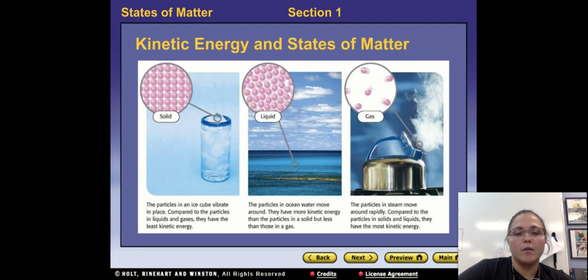And so here are three pictures. We've got solid, liquid, and gas again. Particles in a solid, like in an ice cube, vibrate in place. They're moving slower in relation to all the other states of matter. They have the least amount of kinetic energy. The particles in ocean water, because that's a liquid, move around. They have more kinetic energy than the particles of a solid, but less than those of a gas. And then particles in a gas, like steam, move more rapidly compared to those in solids and liquids. They have the most kinetic energy.